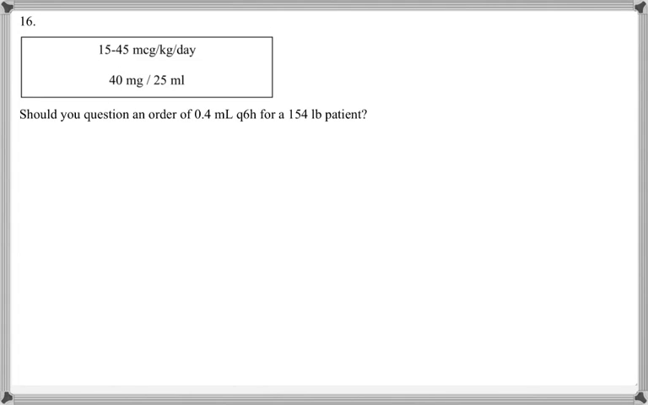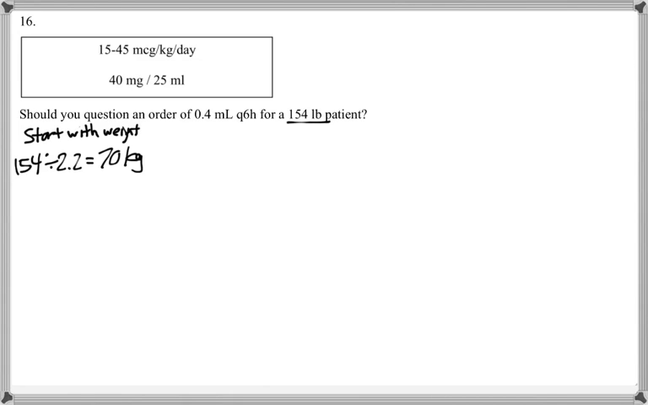Question number 16 says, should you question an order of 0.4 milliliters Q6H for a 154-pound patient? And this is our label. There's a lot to do here, but I want to start with the weight. So I'm going to divide by 2.2, and that gets me 70 kilograms.